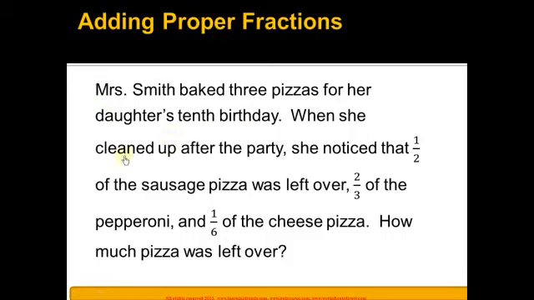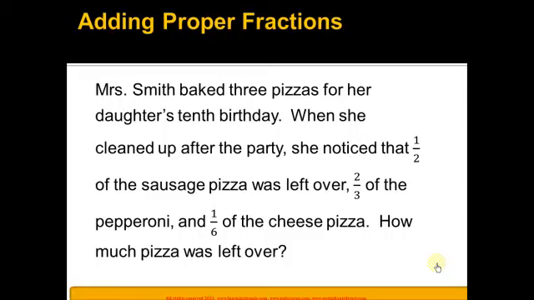When she cleaned up after the party, she noticed that 1/2 of the sausage pizza was left over, 2/3 of the pepperoni, and 1/6 of the cheese pizza. How much pizza was left over? Now there's a lot of information in this particular problem, and I would recommend that you read it again.